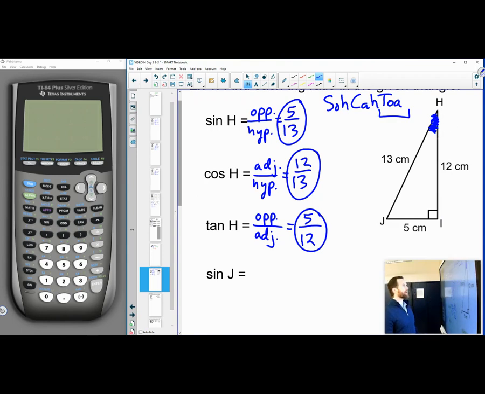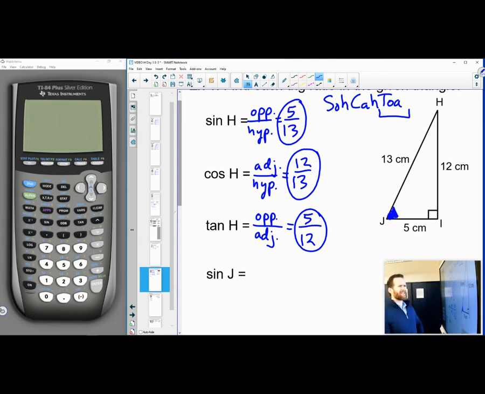All right, last up, we've got sine of J. Now, some of you might be tempted to think, oh, sine? We already did sine. Let's just make that 5 over 13 and move on with our lives. But that would be incorrect, because this is not sine of H. Up here, we found sine of H. But down here, they're asking us for sine of J. So we're changing our reference angle. We're changing where we're sitting on the triangle. We're sitting on angle J now, looking at the triangle from that perspective.